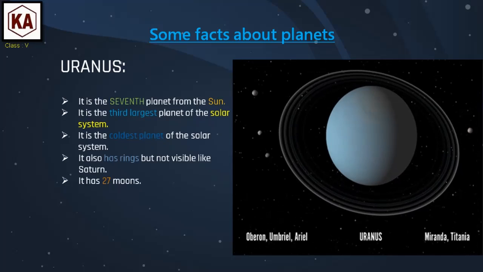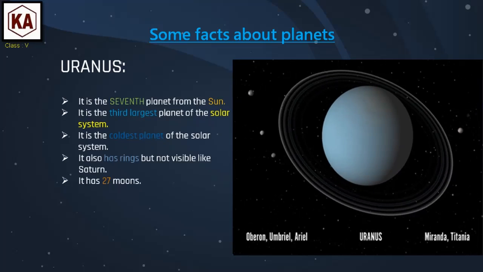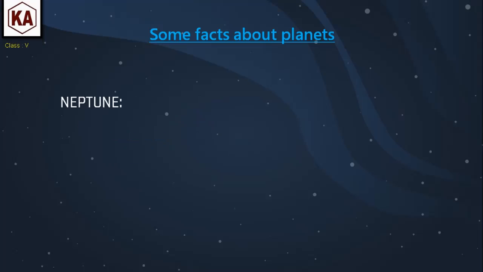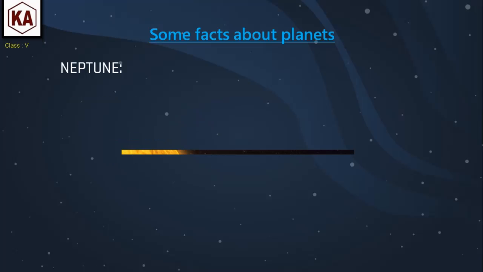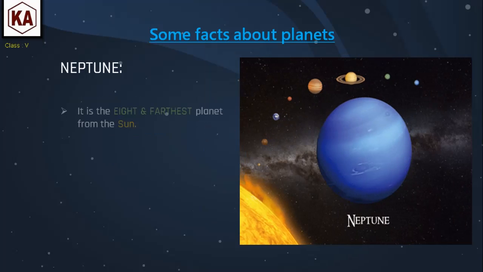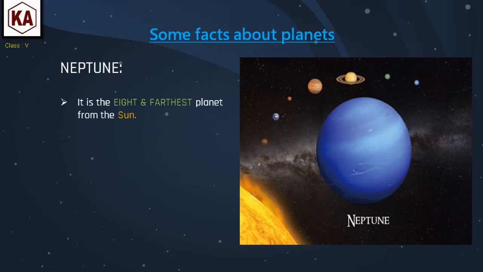It has 27 moons. The last planet in our solar system is Neptune. Look at its blue color. It is the farthest and the last planet of our solar system.